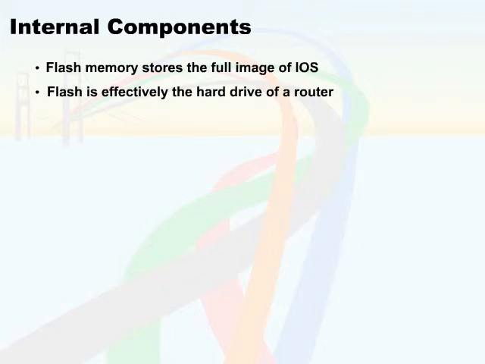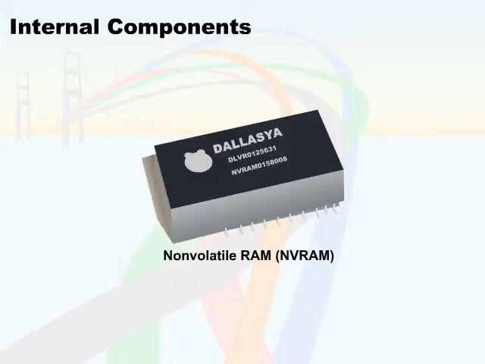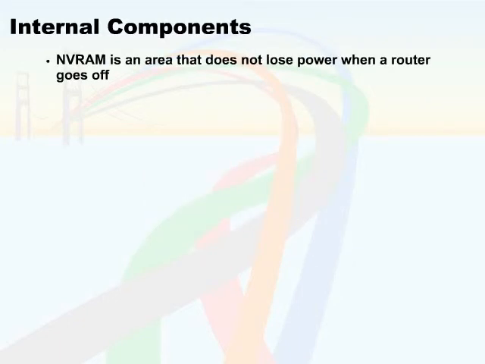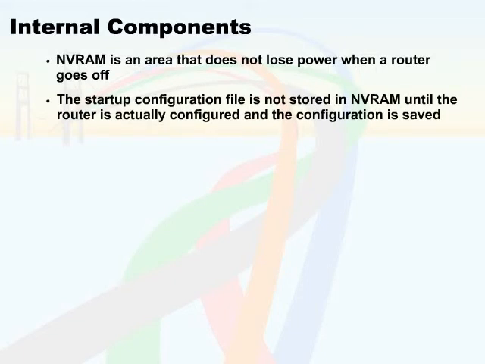The last memory area that we have internally on the router is going to be what is known as NVRAM, or non-volatile RAM. Now, NVRAM is the area that does not lose power when the router goes off. It is one of these areas that is going to store a very small element of the operating system, which is known as the startup configuration file.